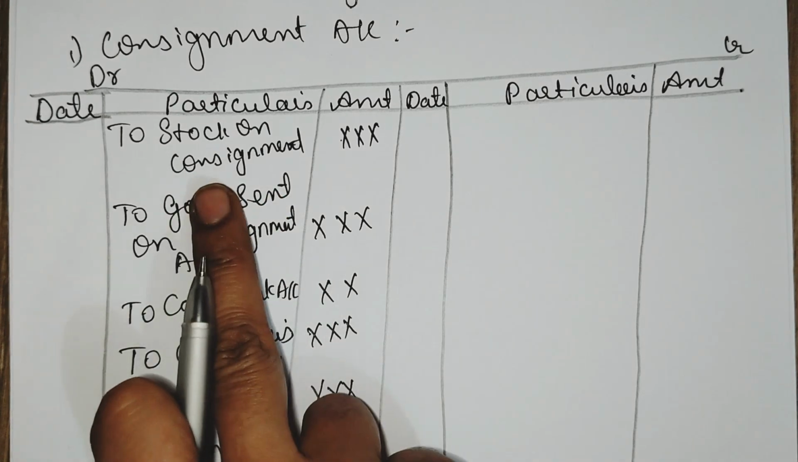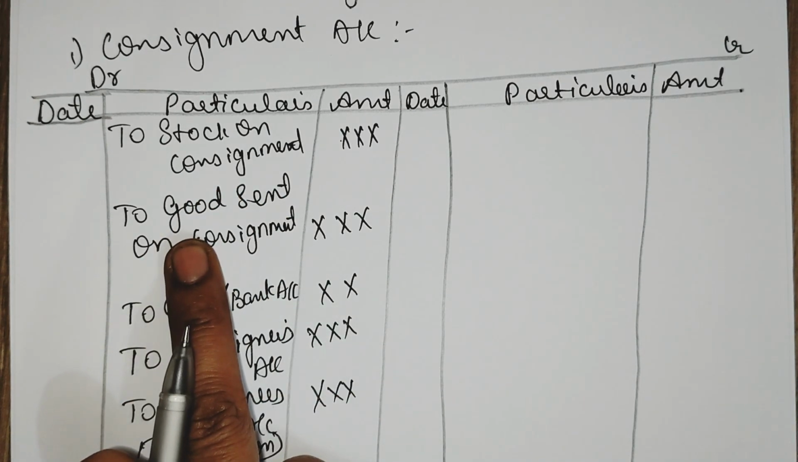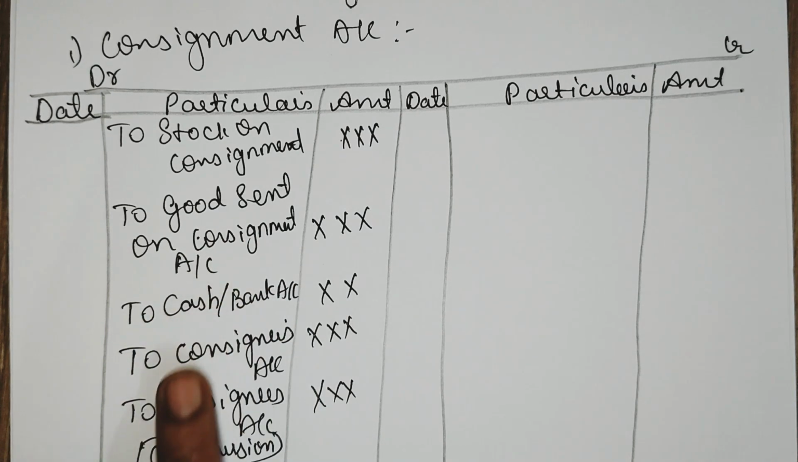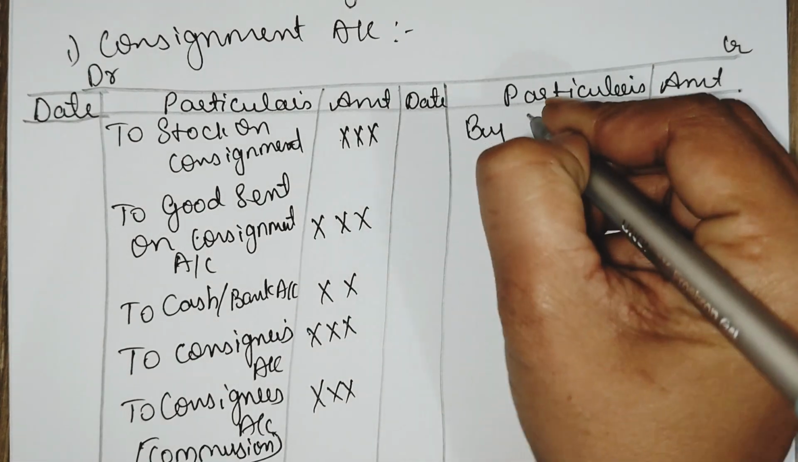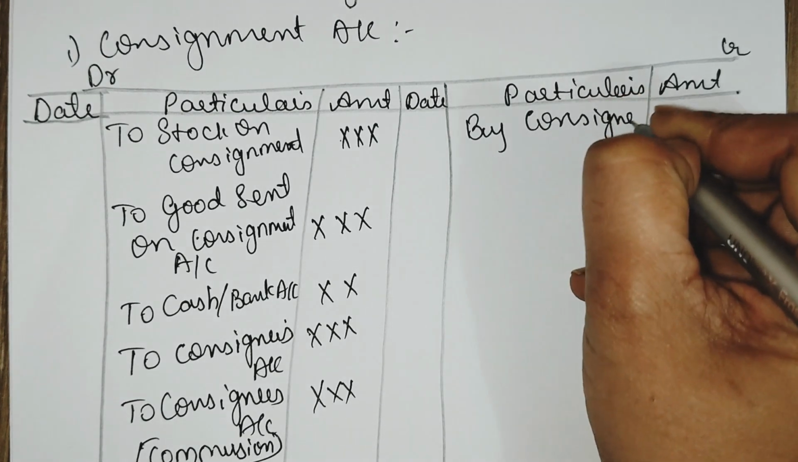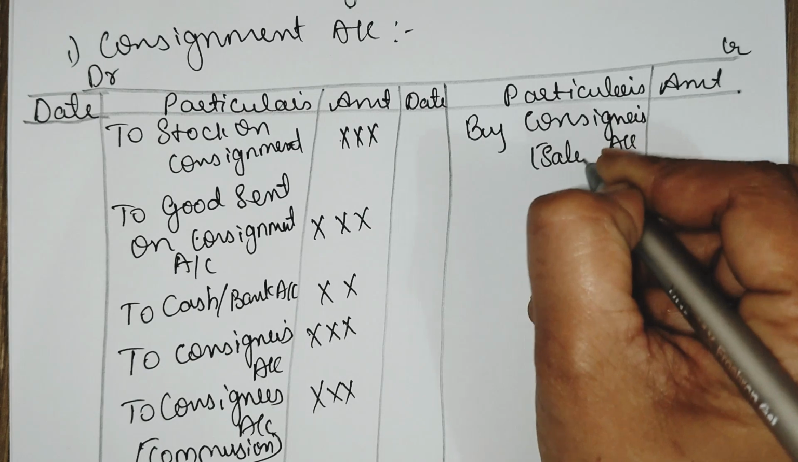On the debit side we record opening stock with the consignee, then goods sent by the consignor, then any expenses paid by the consignor, then expenses paid by the consignee, then commission paid to the consignee by the consignor. Then, sales made by the consignee will be credited, by consignee's account.